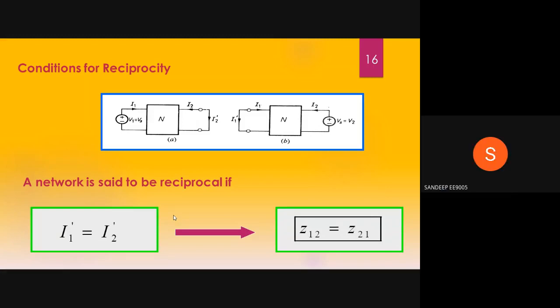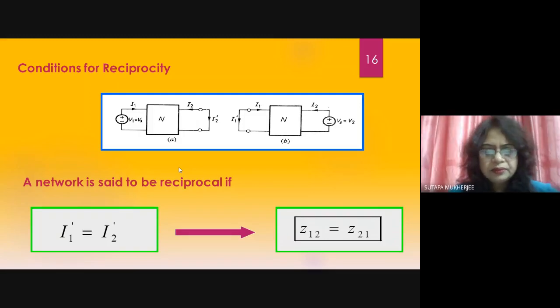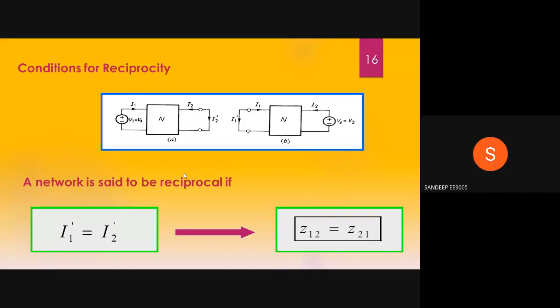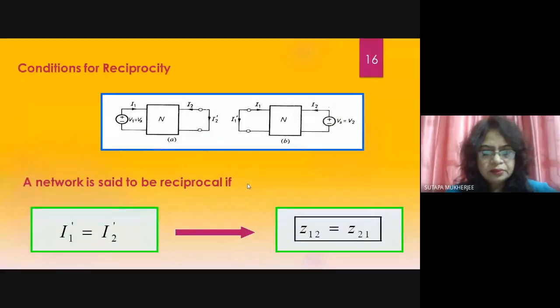When only one source is applied, the reciprocity theorem is applicable. And if the positions of the current and the voltage source are interchanged, there is still no change in the flowing current. Yes, that is reciprocity.